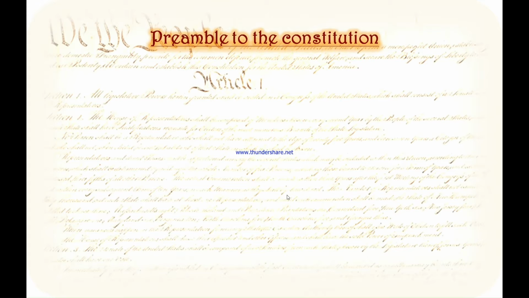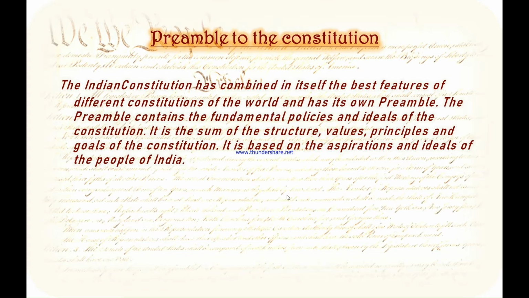Now let's understand the preamble to the Constitution. The Indian Constitution has combined in itself the best features of different constitutions of the world and has its own preamble. The preamble contains the fundamental policies and ideals of the Constitution. It is the sum of the structure, values, principles, and goals of the Constitution. It is based on the aspirations and ideals of the people of India.